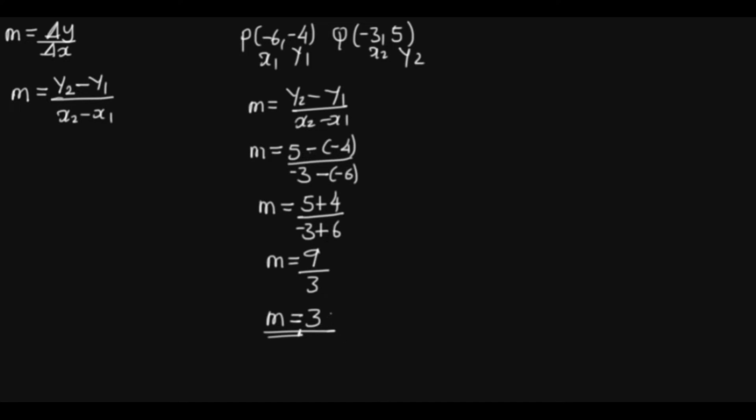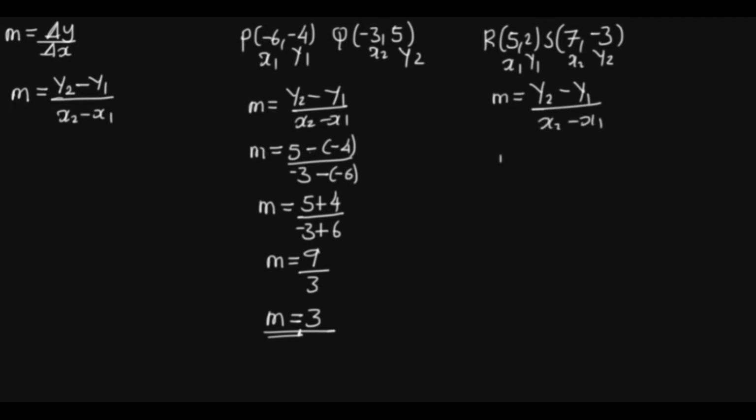Okay, now let's try to find the gradient of R and S, where our R has coordinates 5, 2. Our S has coordinates 7, negative 3. Feel free to pause the video and give it a try. Okay, so we'll begin with x1, x2, y1, y2. So the formula is gradient is equal to y2 minus y1 over x2 minus x1.